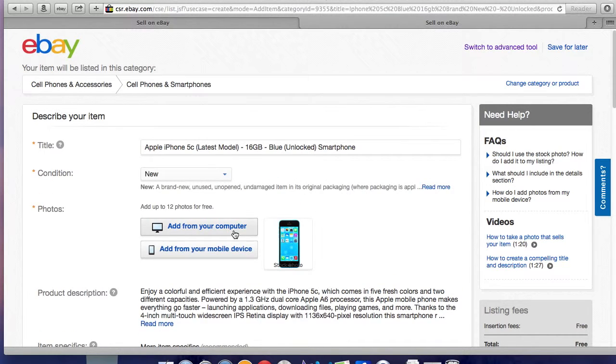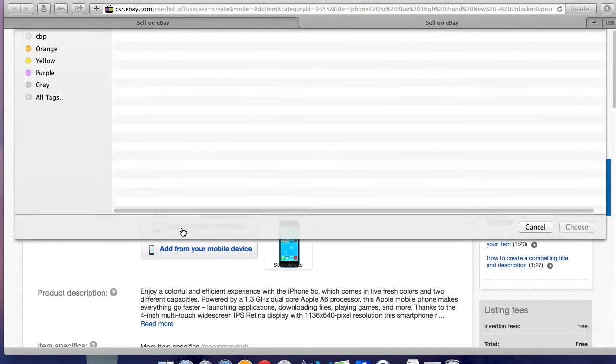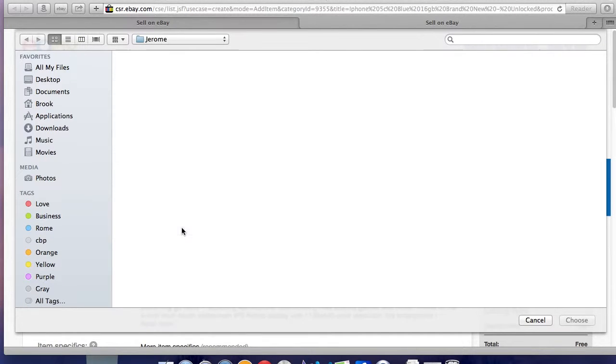So like I was saying with the condition, you don't usually write used if it's used, but you can always put it. It's best to put everything down because somebody can always tell you they lied and that they'll get their money back, and most likely they get to keep the product.